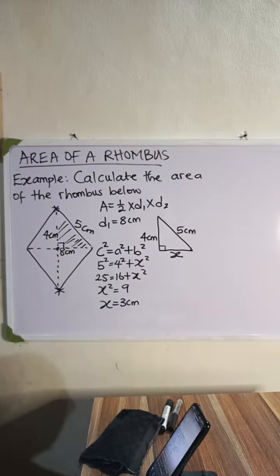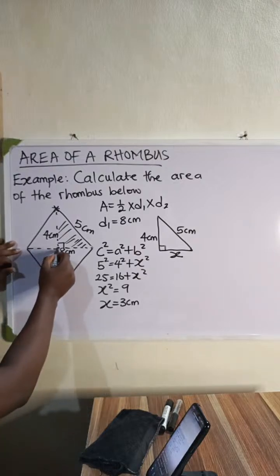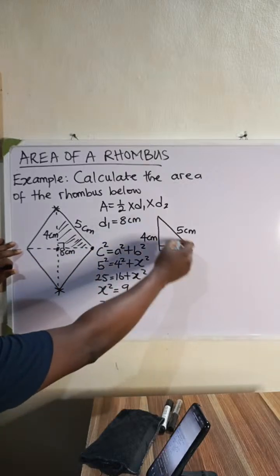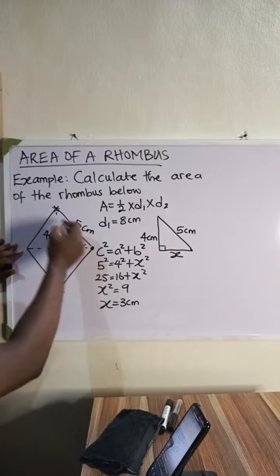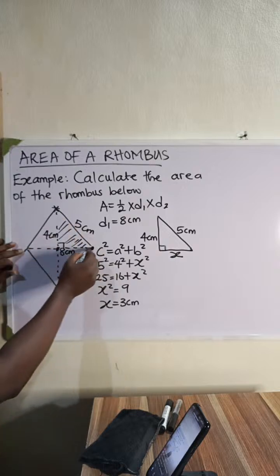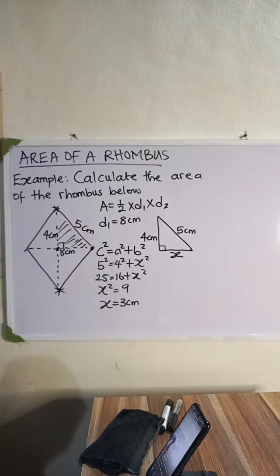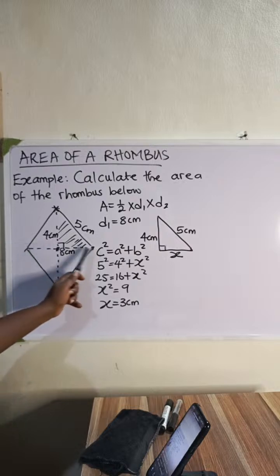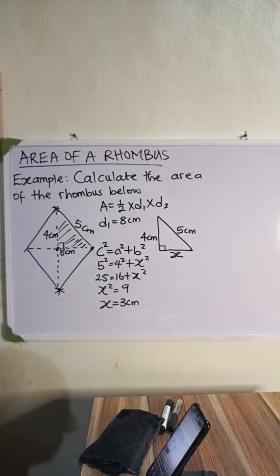So we've gotten x to be 3 centimeters. Remember, x is from here to here, which is this triangle we got here. So that means from here to here will be what? If we have x to be 3 centimeters, what will be from here to here? Who can tell us from here to here? What will be the value?